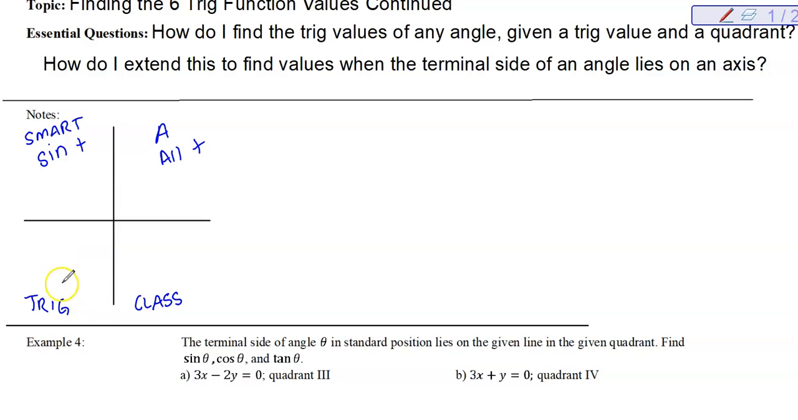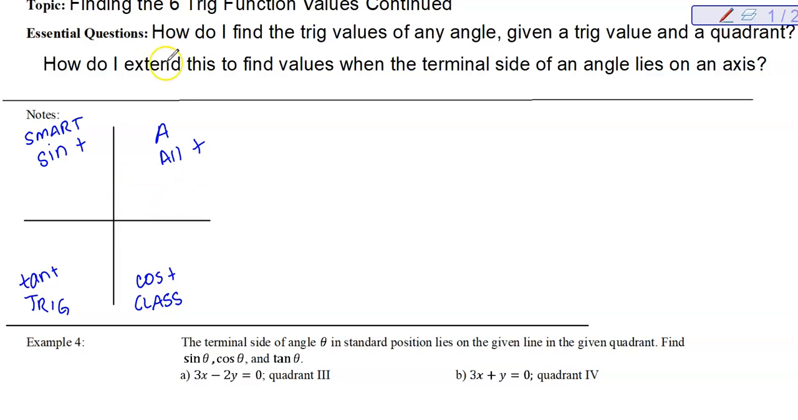be negative. Trig in quadrant 3 starts with T. T is your tangent function. And so in quadrant 3, your tangent function will be positive, but your sine and cosine will be negative. And then, of course, in quadrant 4, C for class, your cosine will be positive. And so a smart trig class is just a little phrase to help you remember the placement of positive and negative trig functions.